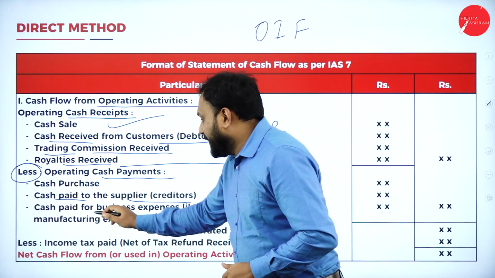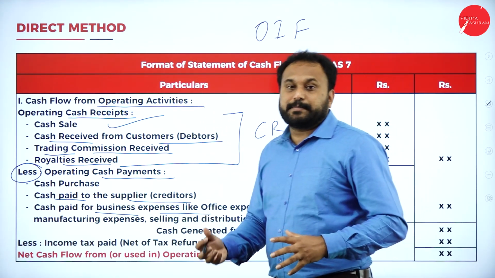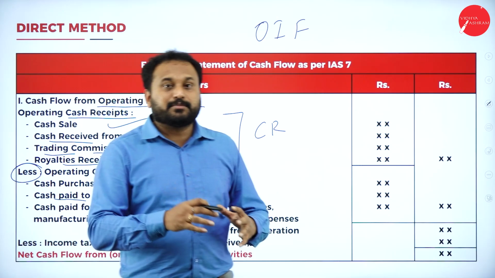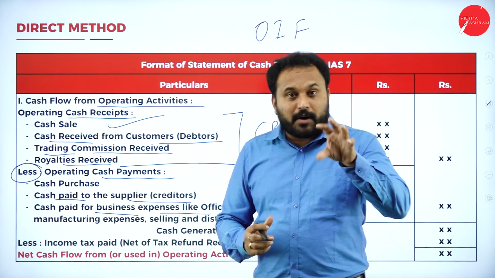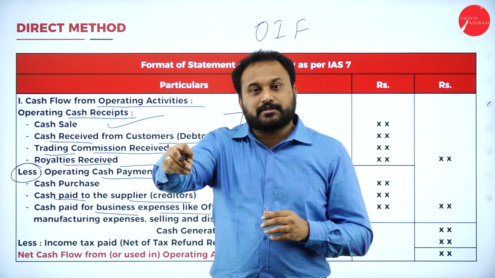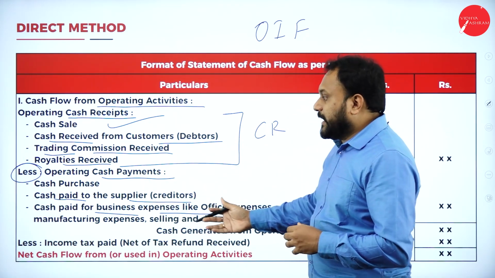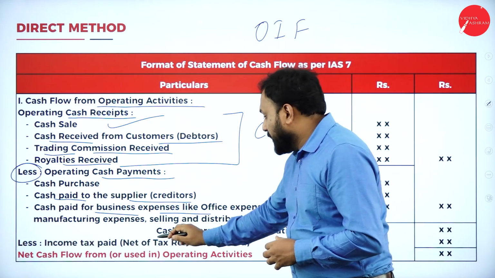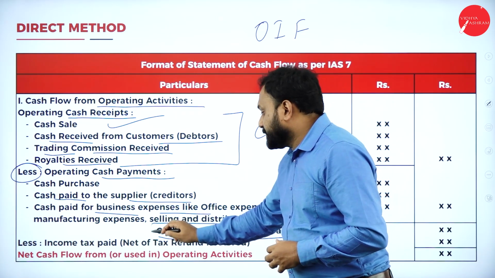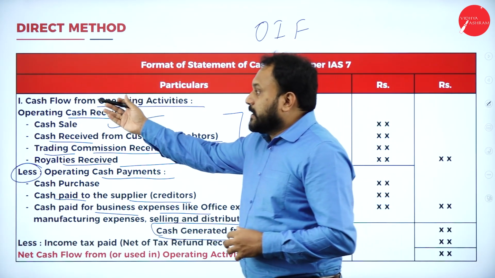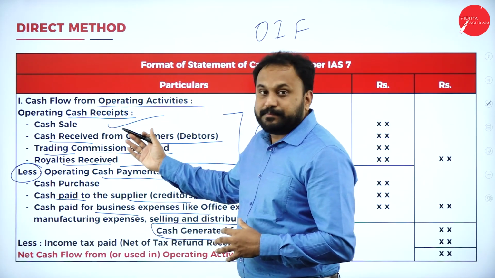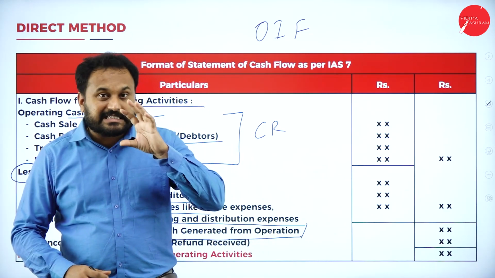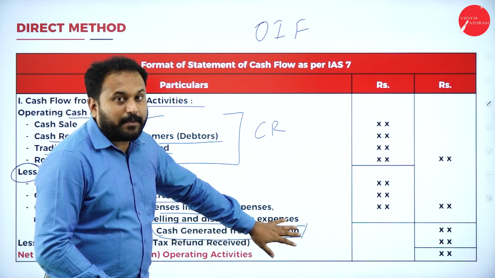Next is cash paid for business expenses like office expenses. See, all these expenses, office expenses, manufacturing expenses, selling and distribution expenses, all the expenses are operating, but it is from my pocket, it goes to them. So again, we need to go for less. When you go with all these things, you get something called cash generated from operation. So this is the total. You need to add all cash receipts and subtract the operating cash payments. Then you will have the exact amount from the operations.